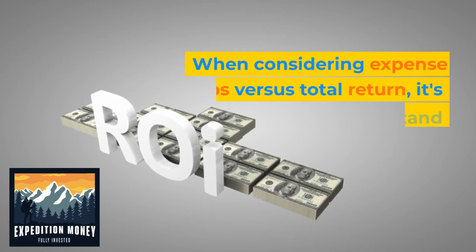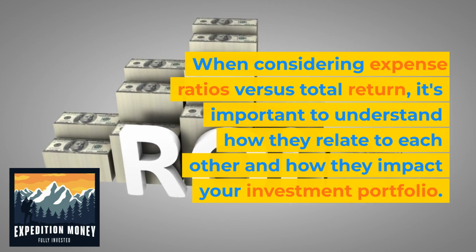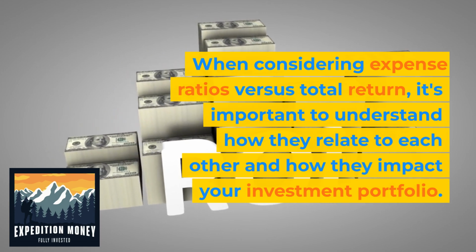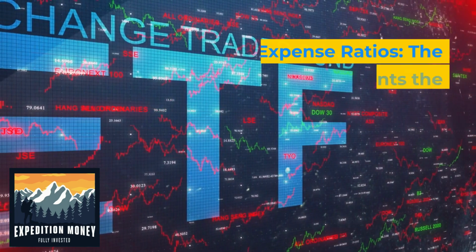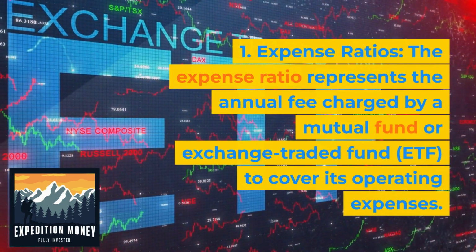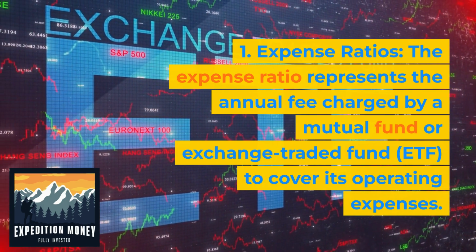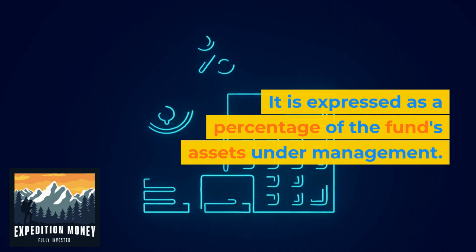When considering expense ratios versus total return, it's important to understand how they relate to each other and how they impact your investment portfolio. Here's a breakdown of these two concepts and how to evaluate them. 1. Expense ratios. The expense ratio represents the annual fee charged by a mutual fund or exchange-traded fund to cover its operating expenses. It is expressed as a percentage of the fund's assets under management.